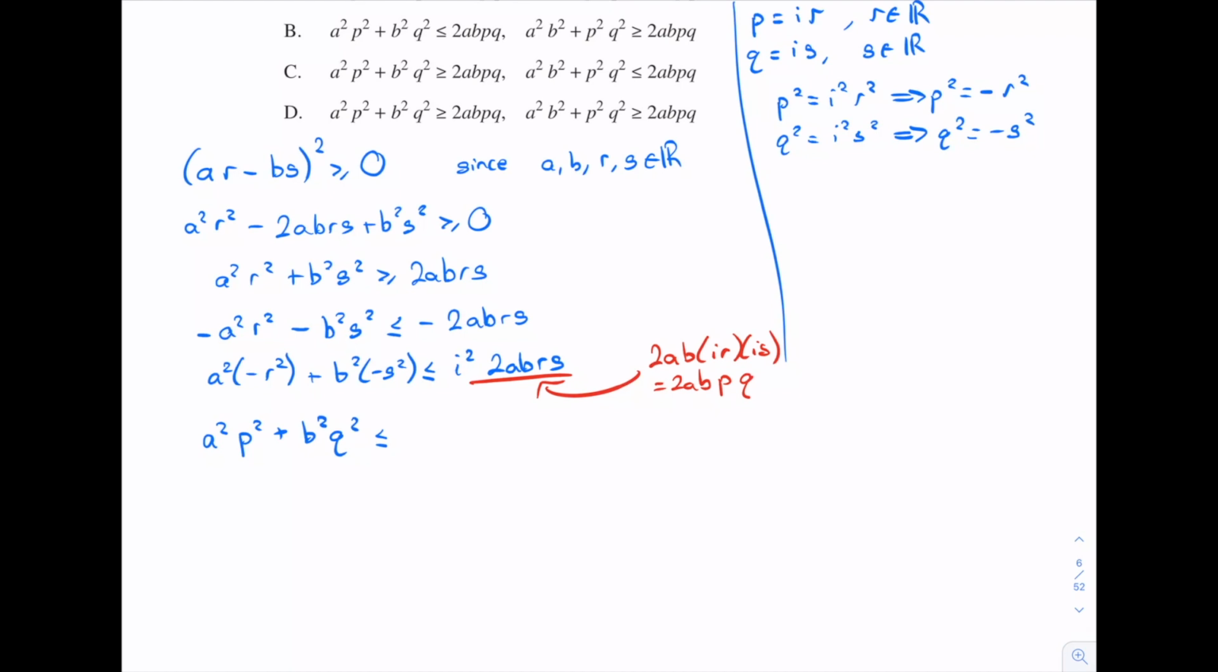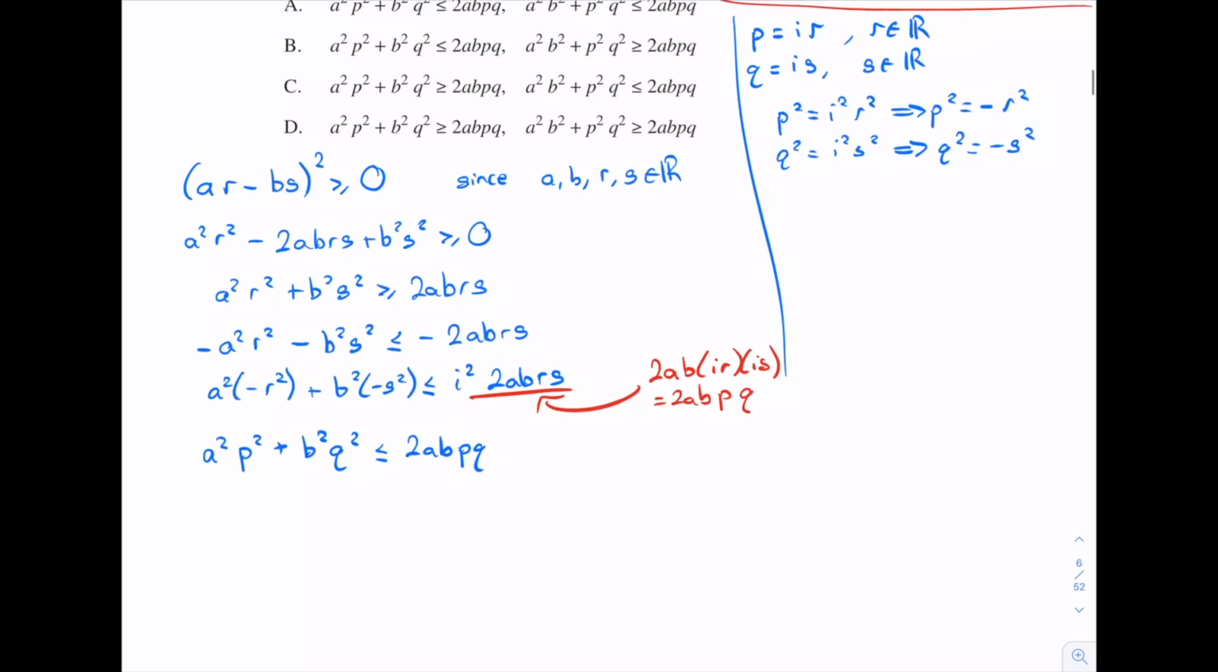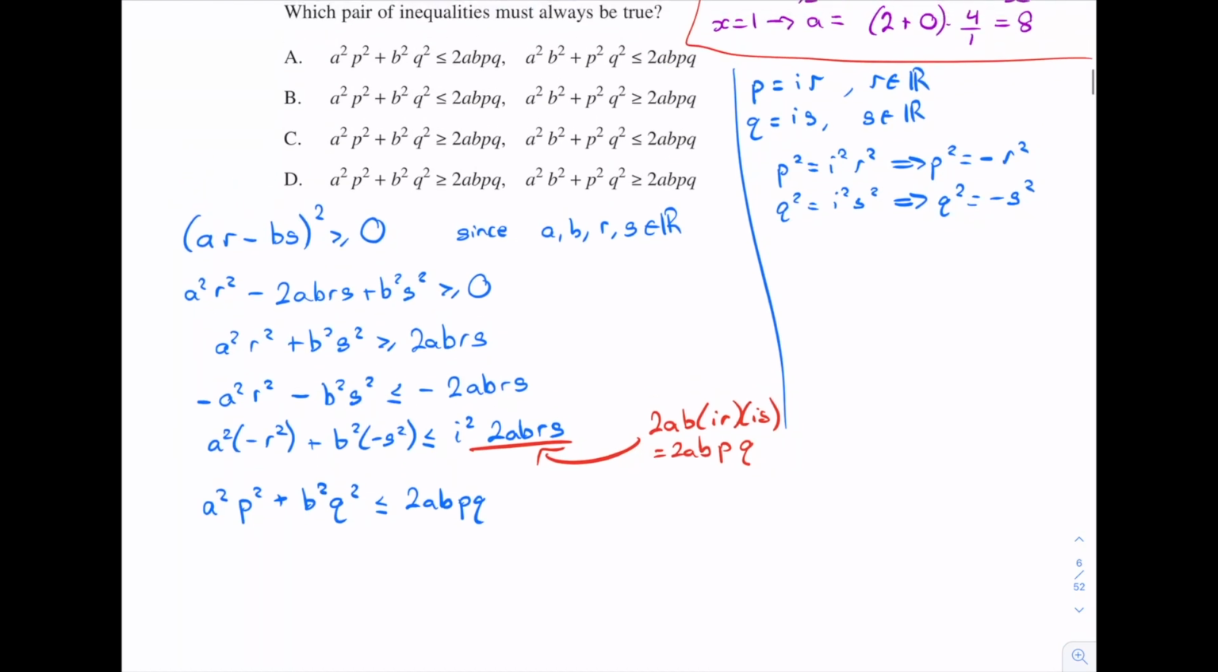And we've already seen that our right hand side is 2abpq. Okay, so that looks like these options are out. Now we need to have a look at A and B and distinguish between these ones. And we can see the only difference is the direction of the inequality sign here.